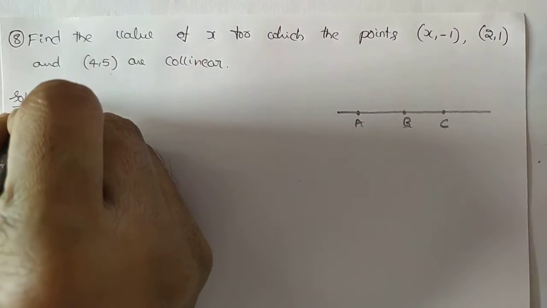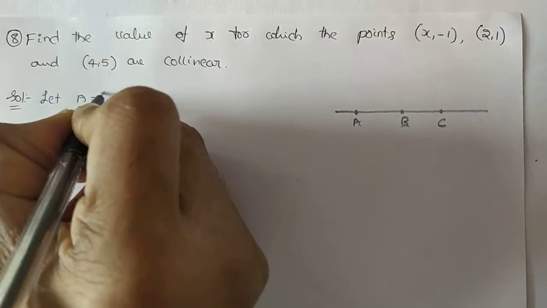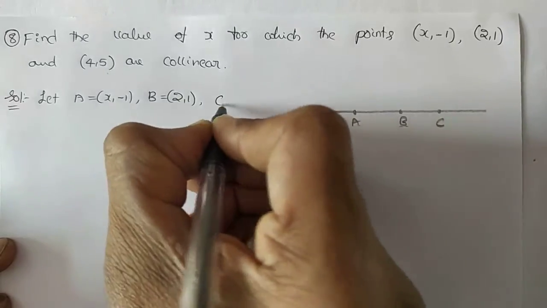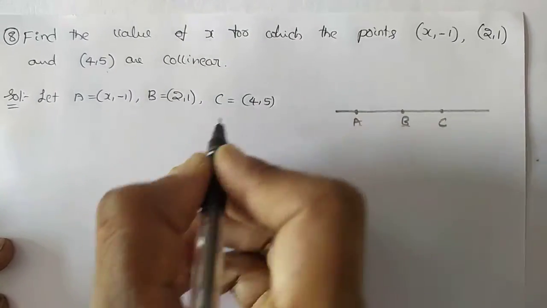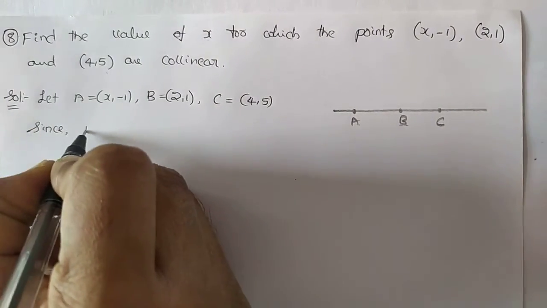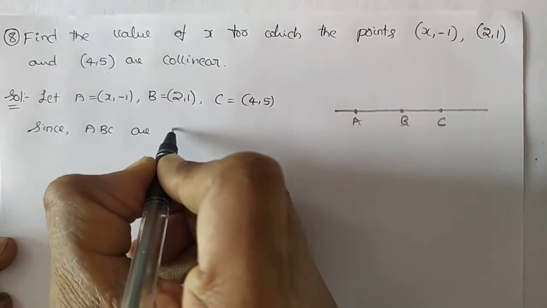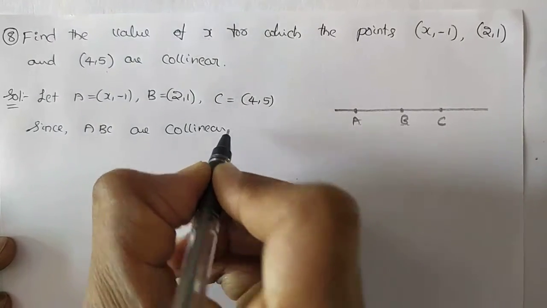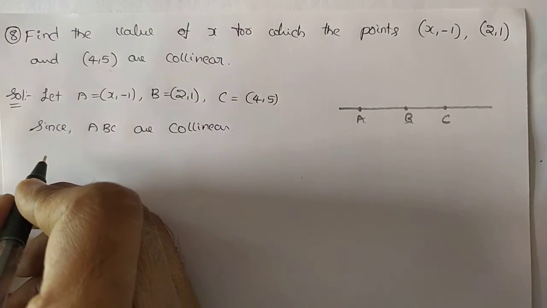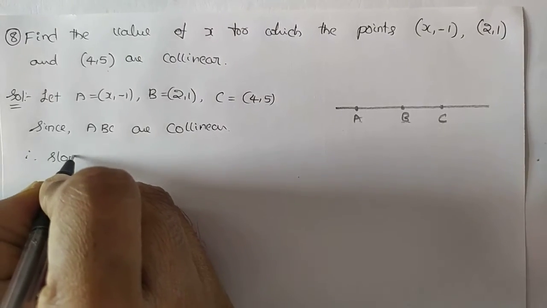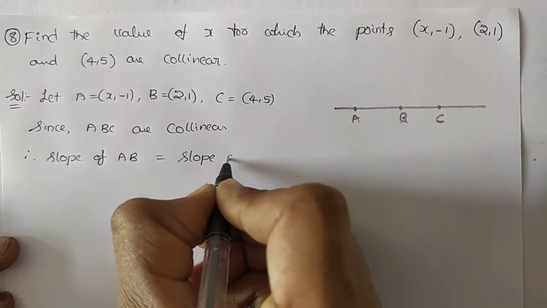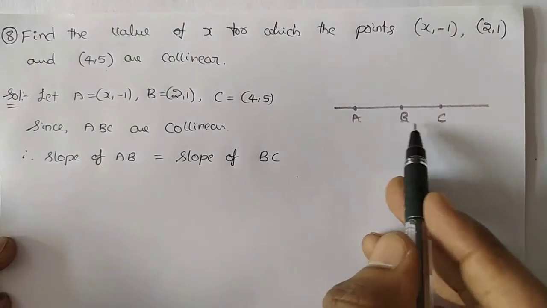Solution. Write down the given points. A is (x, -1), B is (2, 1), C is (4, 5). Since A, B, C are collinear points, therefore slope of AB equals slope of BC.